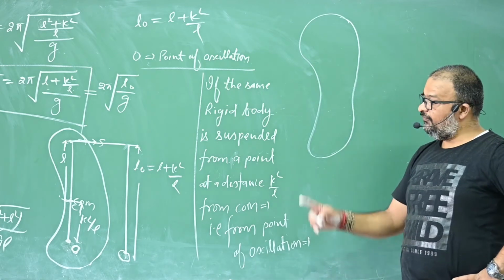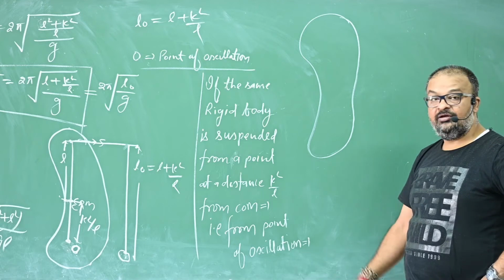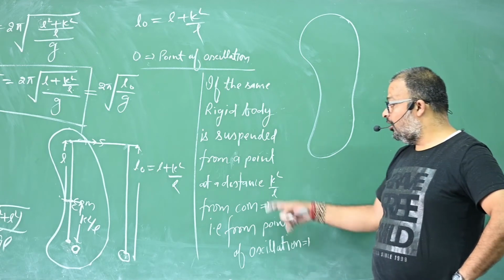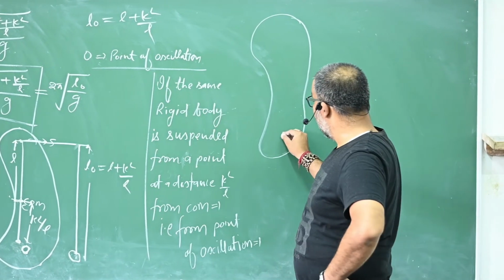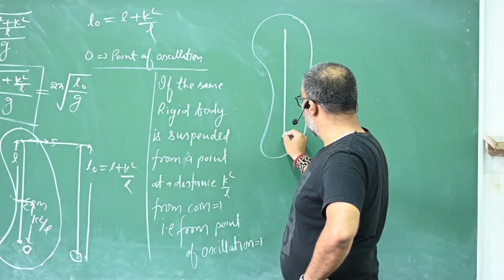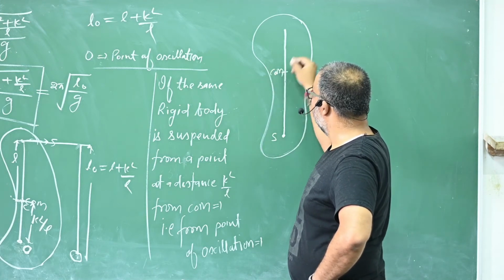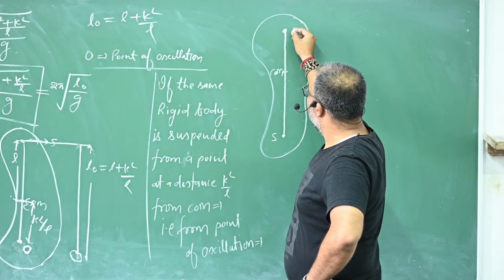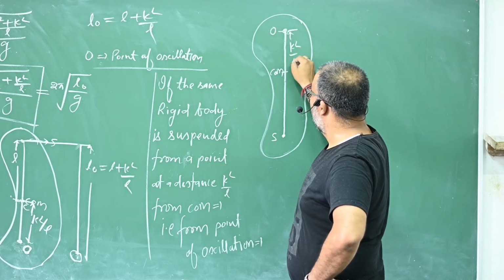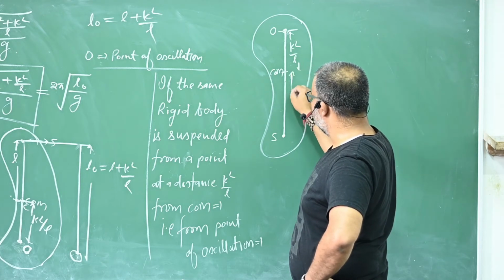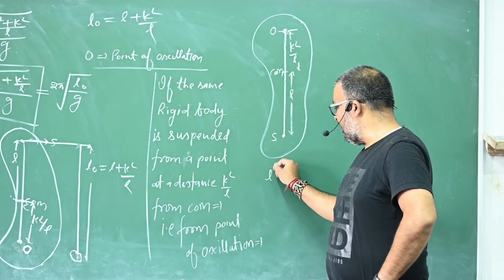Now, if the same rigid body is suspended from the point of oscillation, that means it is suspended from a point at a distance k square by L from the center of mass. So again, last time this was the point of suspension, this was the center of mass, and this was the point of oscillation, at a distance k square by L, so definitely this distance was L. And what will be the time period now? So now we have L dash.